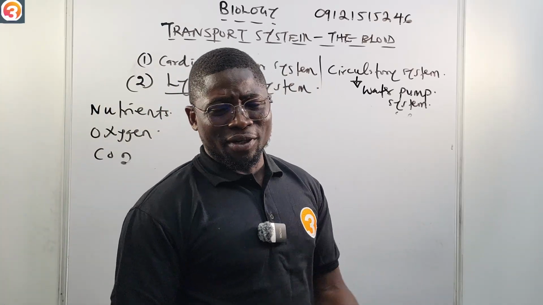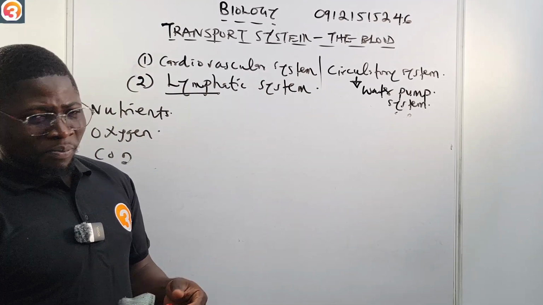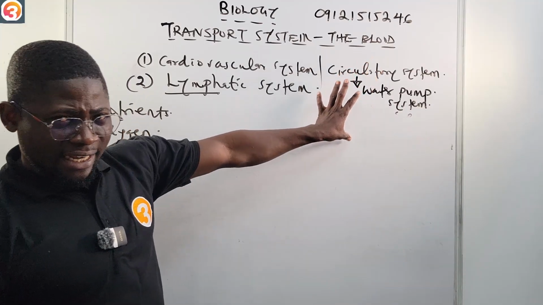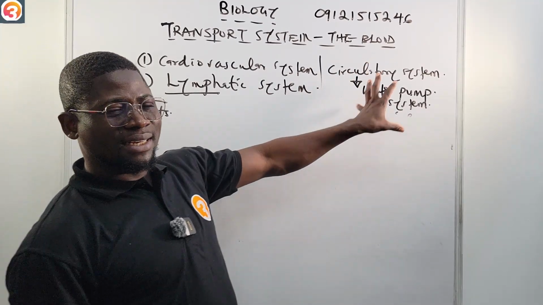Cut your leg, you see blood. Anywhere you cut, you see blood. All right. But let me use this analogy to completely explain the circulatory system.